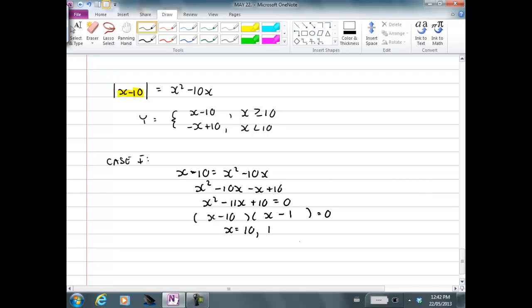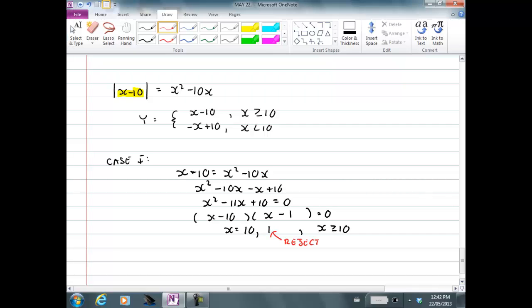But I always double check. See, my restriction says x has to be greater than or equal to 10. So right off the bat, I see something happens. One of them doesn't work. Reject one of them right now. Okay. This says x has to equal to or be greater than 10. Look at this number. This number 1 is a reject, because my restriction says x must be greater than or equal to 10.